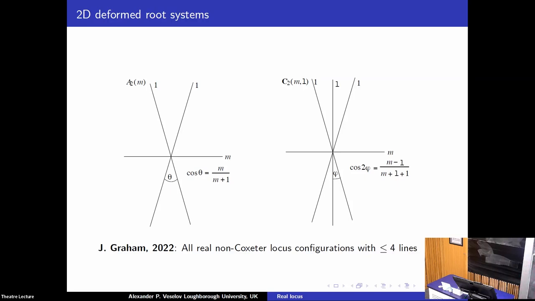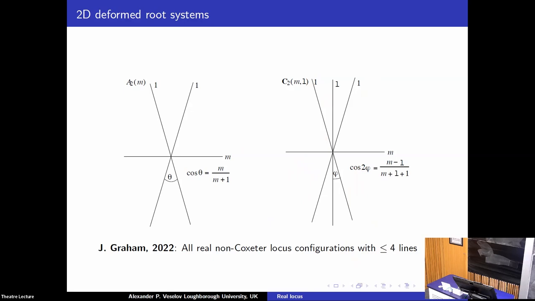And this should be C1 maybe, right? In the notation, I had put it C2, but it's 1/1 because it's L, M, and here you see it should be the same because they orbit, but we put different things, so it's deformed, and these are 1/1, and the angle is again very special. It depends on M and L. If M equals L, cosine 2 phi equals zero, you have usual B2, right?